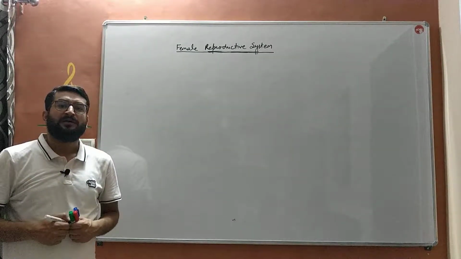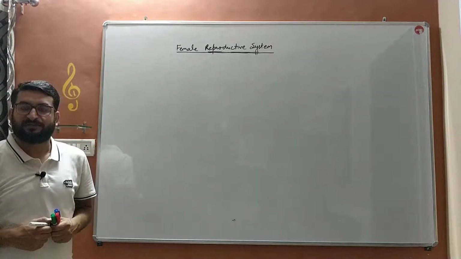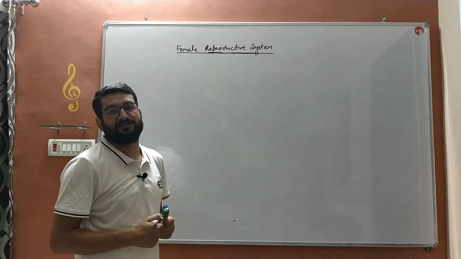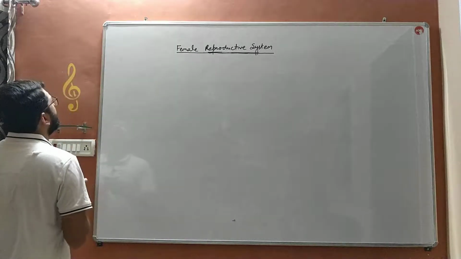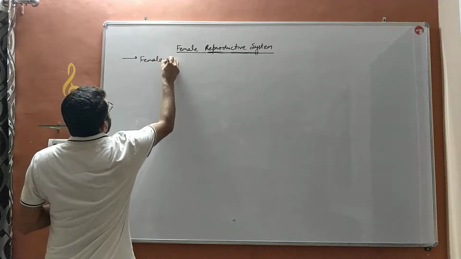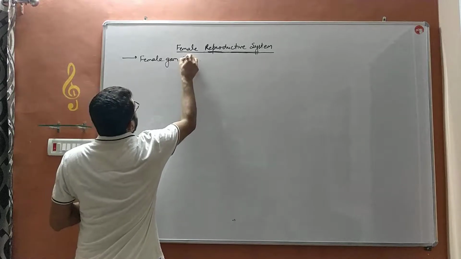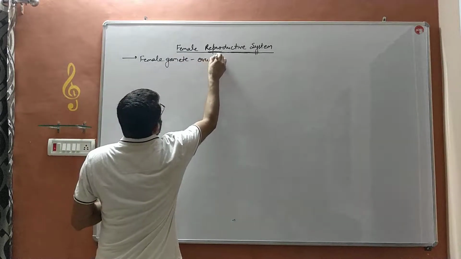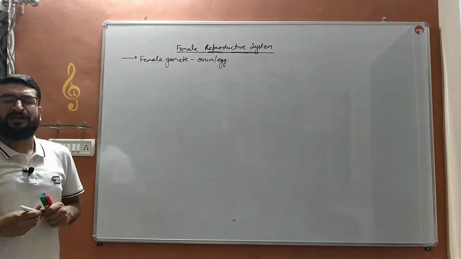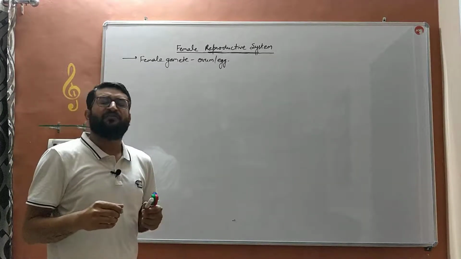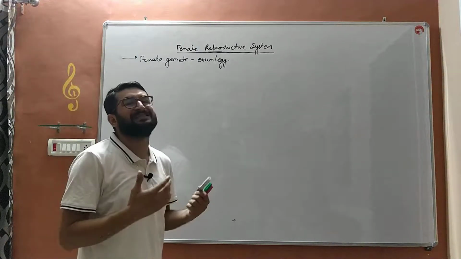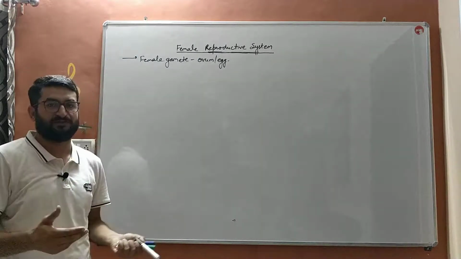Children, in this video we will discuss another reproductive system, that is the female reproductive system. This reproductive system produces the female gamete named as ovum or egg. Like the male reproductive system, the female reproductive system also consists of primary sex organs and secondary or accessory sex organs.